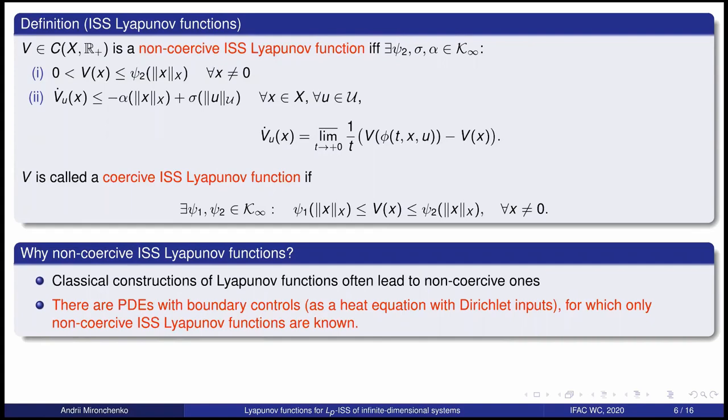Even more importantly, currently we have several important classes of PDEs with boundary controls. For example, a linear heat equation with Dirichlet inputs, for which only non-coercive ISS Lyapunov functions are known, and we don't even know whether coercive ISS Lyapunov functions exist at all.